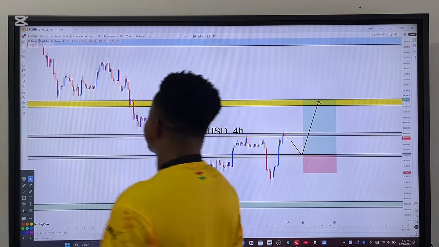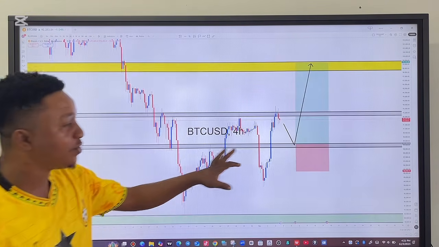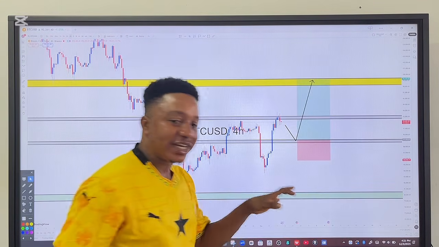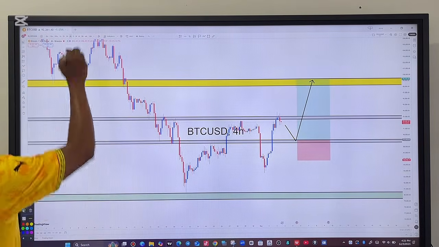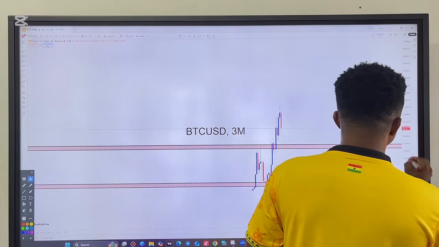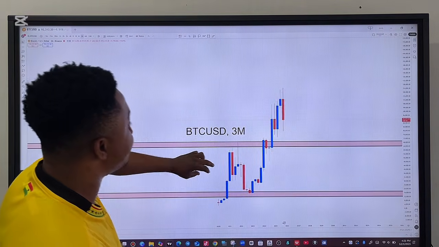Alright, so this is BTC USD. Now, BTC USD, we are looking for a buying opportunity. Why am I looking for a buying opportunity on BTC USD in this manner? Let's start the breakdown as we take you to where? The 3 months time frame. Alright, so this is the 3 months time frame of BTC USD.